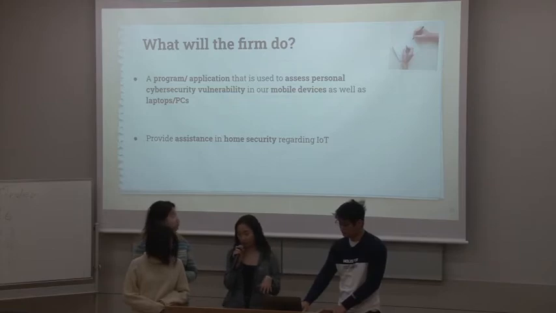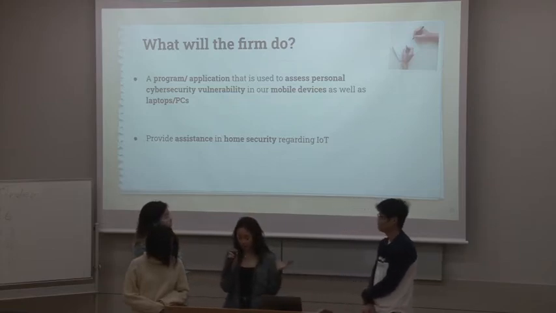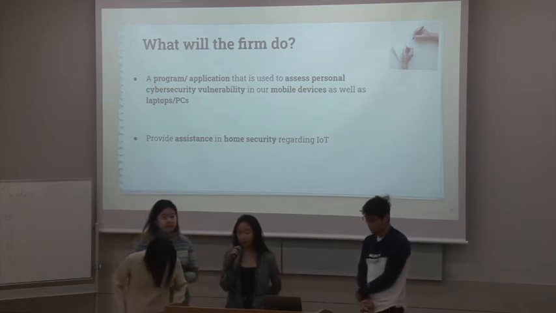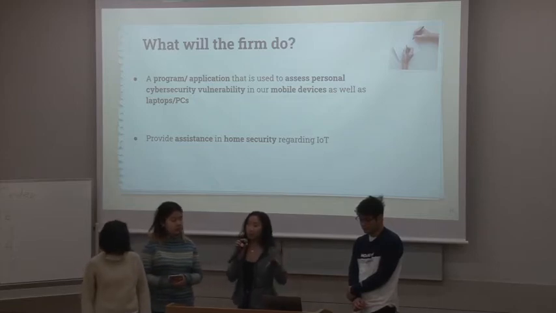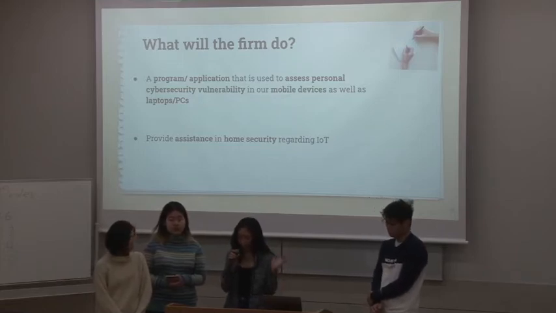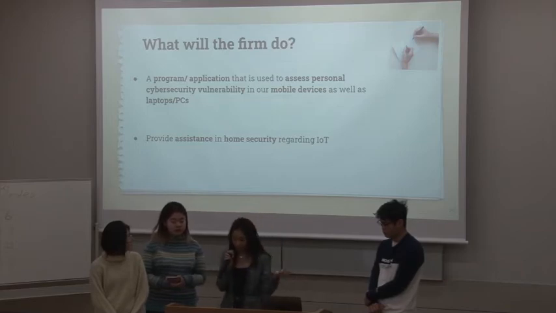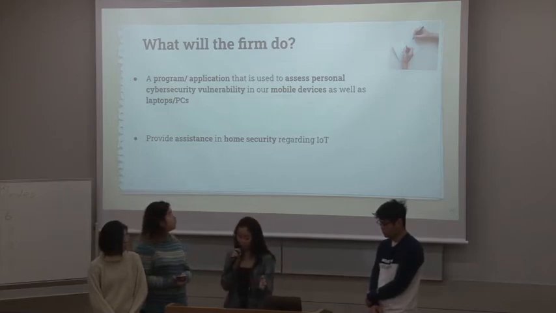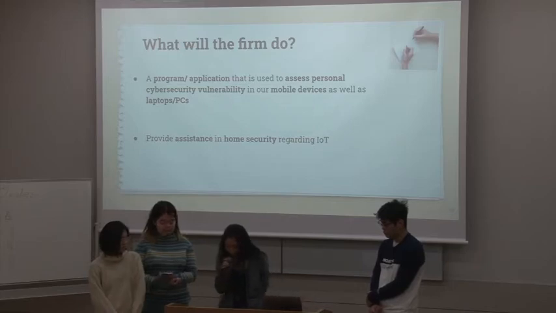So our firm's aim can be divided into two. The first one is a program and an application that can be used to assess personal cybersecurity vulnerability in our mobile devices, as well as our laptops and regular computers, to inform the user of aspects in which they are vulnerable. An example would be a person who has an email password that just says "password." The program would detect that, inform them of the level of vulnerability, and inform them of countermeasures to help the user protect themselves.